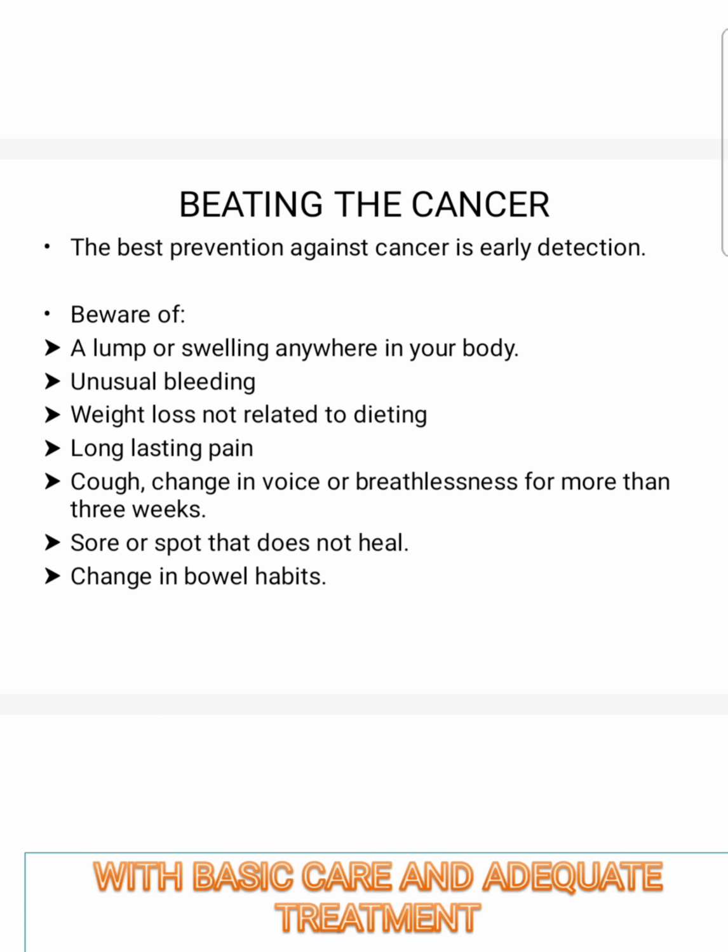Last is to make sure that we know the best prevention methods against cancer. The best method is to detect it early. So we should be aware of symptoms like a lump or swelling anywhere in the body, unusual bleeding, weight loss not related to dieting, long lasting pain, cough, change in voice or breathlessness, a cough which lasts more than 3 weeks, a sore or spot that doesn't heal, or a change in bowel movements. So ultimately, with basic care and adequate treatment, cancer can be treated.